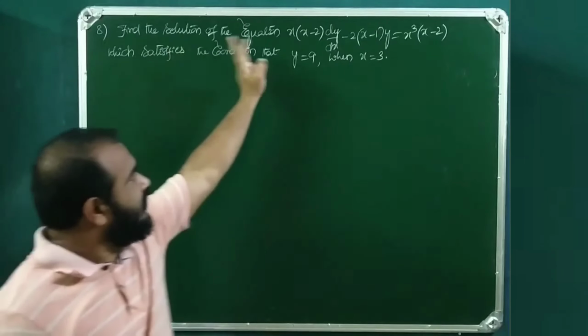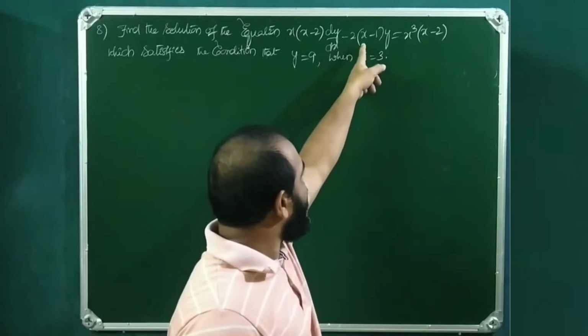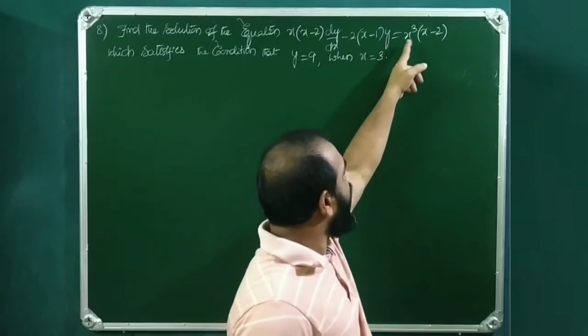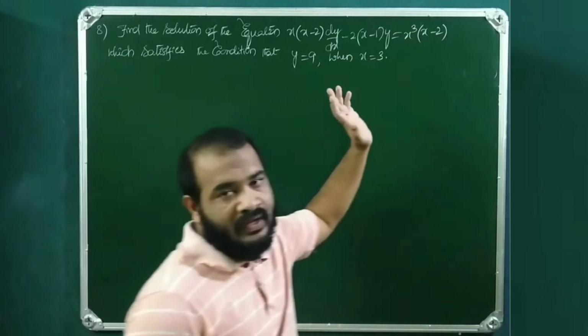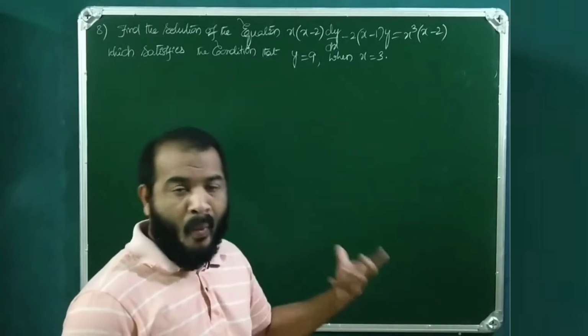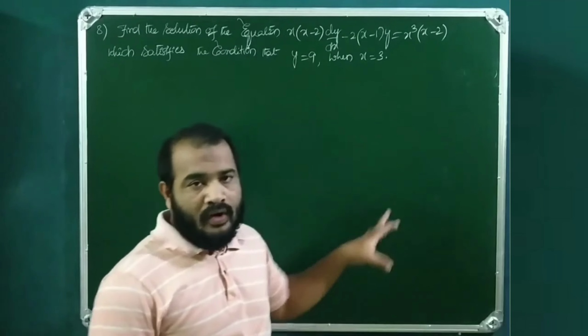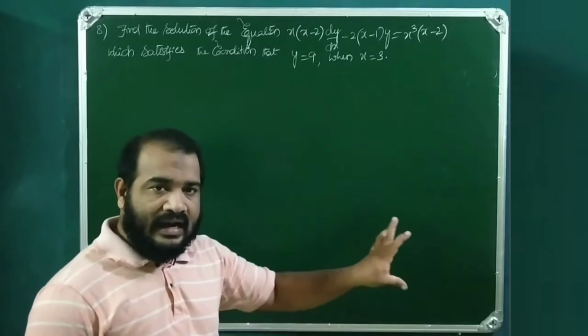Find the solution of the equation x into x minus 2 times dy by dx minus 2 into x minus 1 into y equals to x cube into x minus 2. Had it been asked to that only, then actually whatever we have been doing, the general solution is what we are going to get at the end.